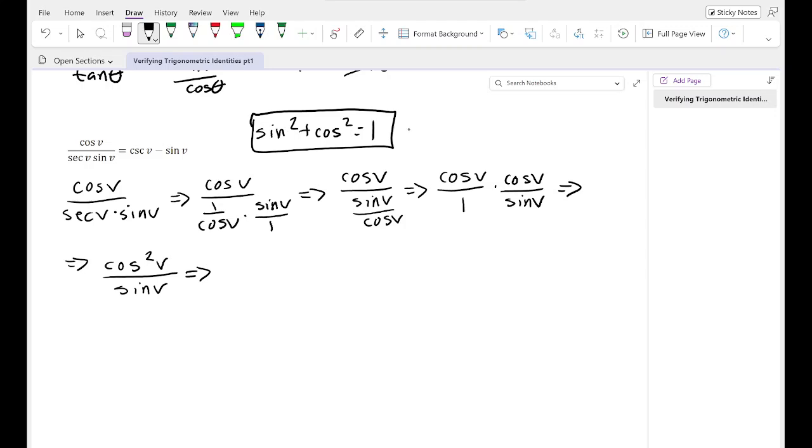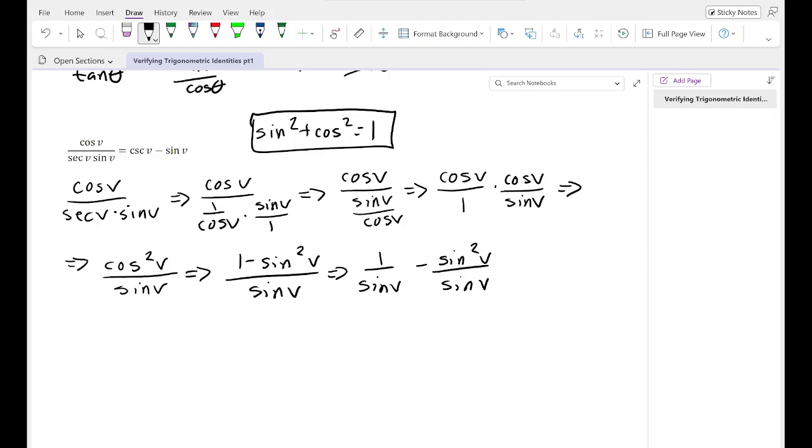I can subtract the sine squared over and get cosine squared equals 1 minus sine squared, which is what I'm going to do. And when I do that, I'm going to end up with 1 minus sine squared v over sine v. Again, because they are equal to each other. If I just subtract the sine squared over, cosine squared equals that, so I can substitute it out. And now I can split the fraction apart. I can do 1 over sine v minus sine squared v over sine v.